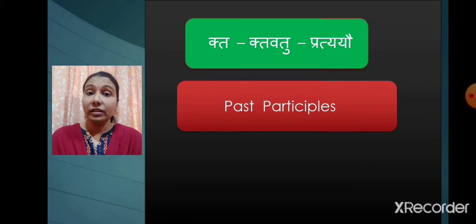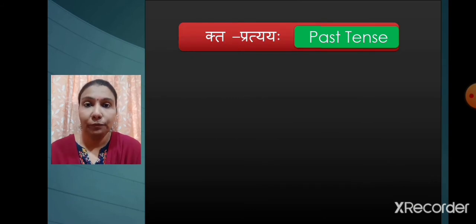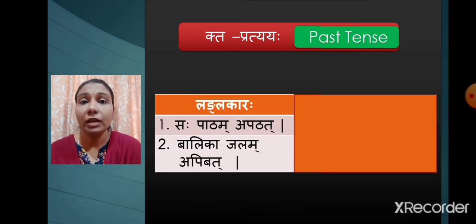The forms with ta and tavatu pratyayas are called past participles, and these forms are used to indicate past tense, that is lang lakarah. We are going to start with ta pratyayah. As I have told you, ta pratyay forms are used to indicate past tense. For example, saha patham apathat and balika jalam apibat. These 2 sentences are used in lang lakarah.